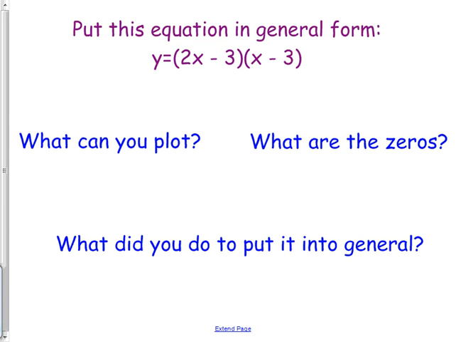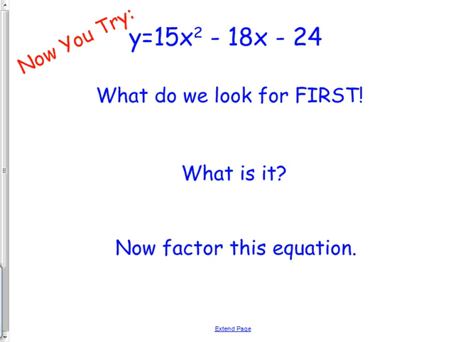But what did you do to put it into general form? What do you do to get this in general form again? Yeah, you just have to multiply it out. So it'll be 2x squared, that's the first, outside, inside, makes negative 6 and negative 3 makes negative 9x, and the last makes positive 9. All right, that's general form. So just multiply it out to get general form.